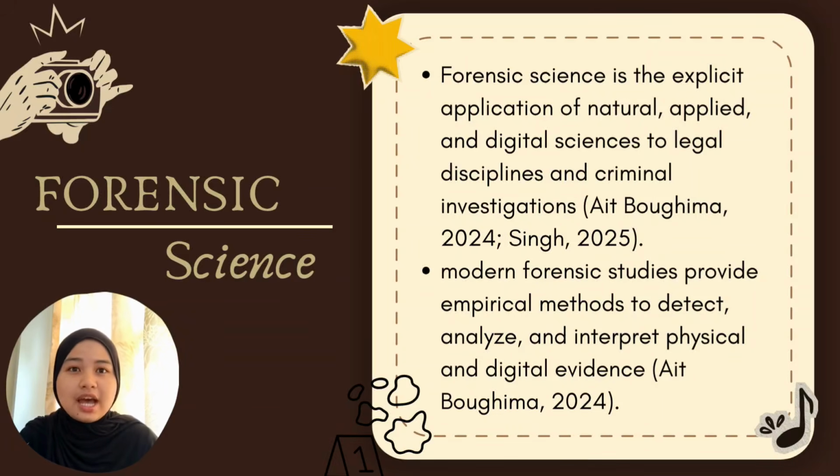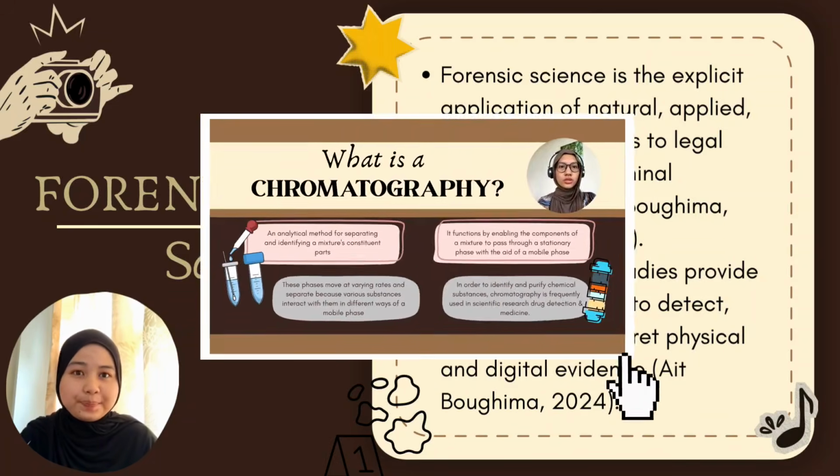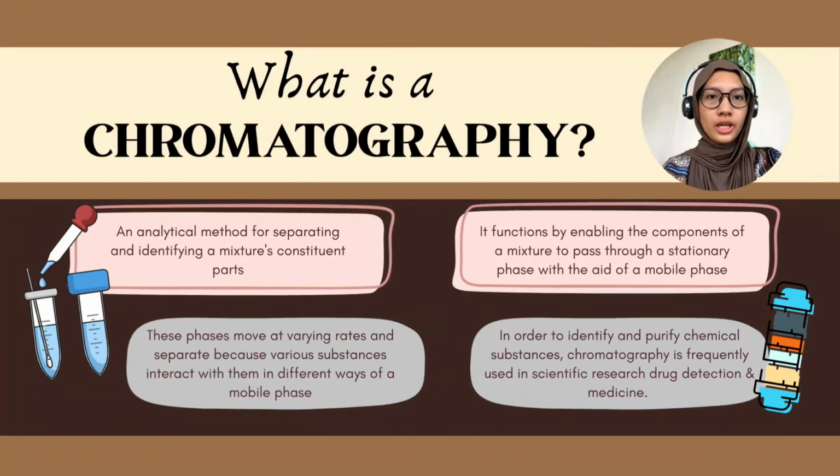And the question is, how do we actually get that proof from a piece of physical evidence? The answer is, we can use the techniques in analytical chemistry called classical technique and instrumental technique. So, what is chromatography? Chromatography is an analytical method for separating and identifying a mixture's constituent parts. It functions by enabling the components of a mixture to pass through a stationary phase with the aid of a mobile phase. These phases will move at varying rates and separate because various substances interact with them in different ways.